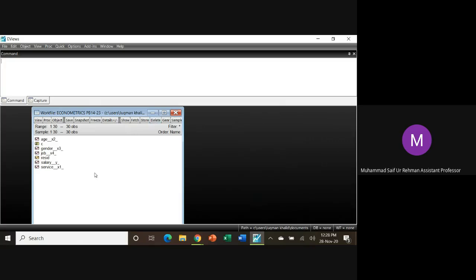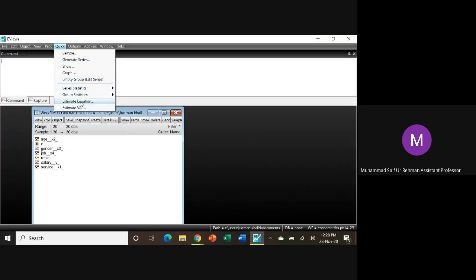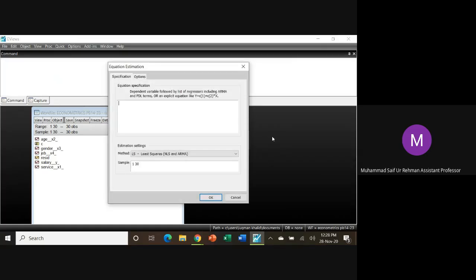ठीक है. So now you are interested to regress. Let us say, come over here. Estimate equation. You are going to estimate equation. So now you can estimate. How? First of all, you will write down here. The variables are in front of you. Salary. So salary is there, click over here, salary will be written, then give space, C. C is your intercept. Then you are going to give the other variables.